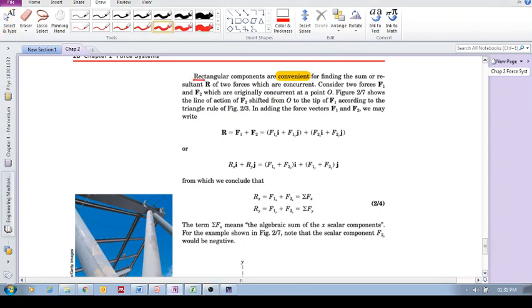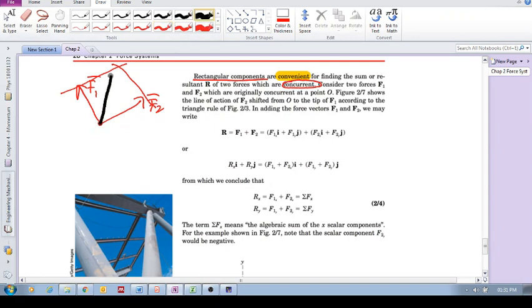So rectangular components, which we just discussed, are convenient for finding the sum or resultant of two forces which are concurrent. What do we mean by concurrent? Remember? So we've got F1 and we've got F2. They're concurrent.